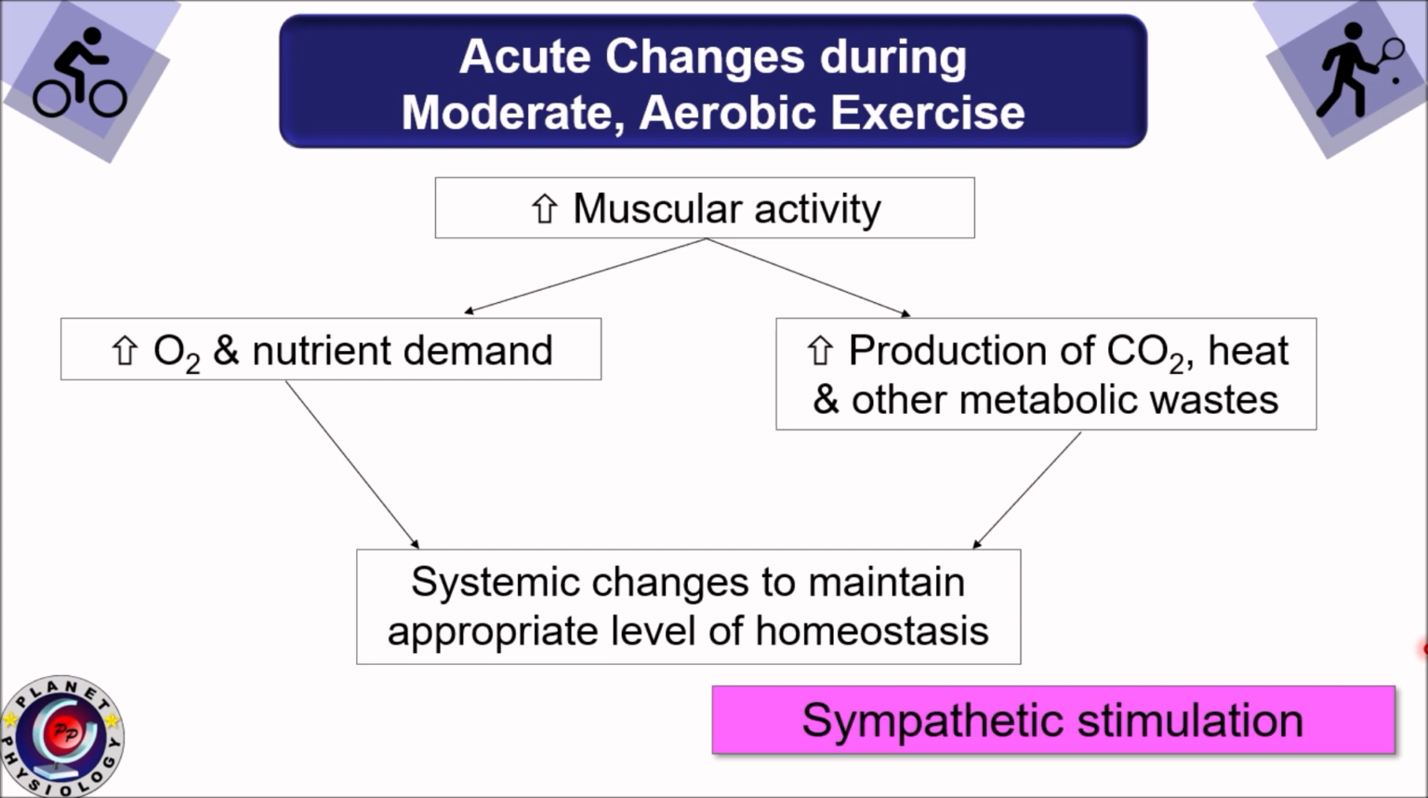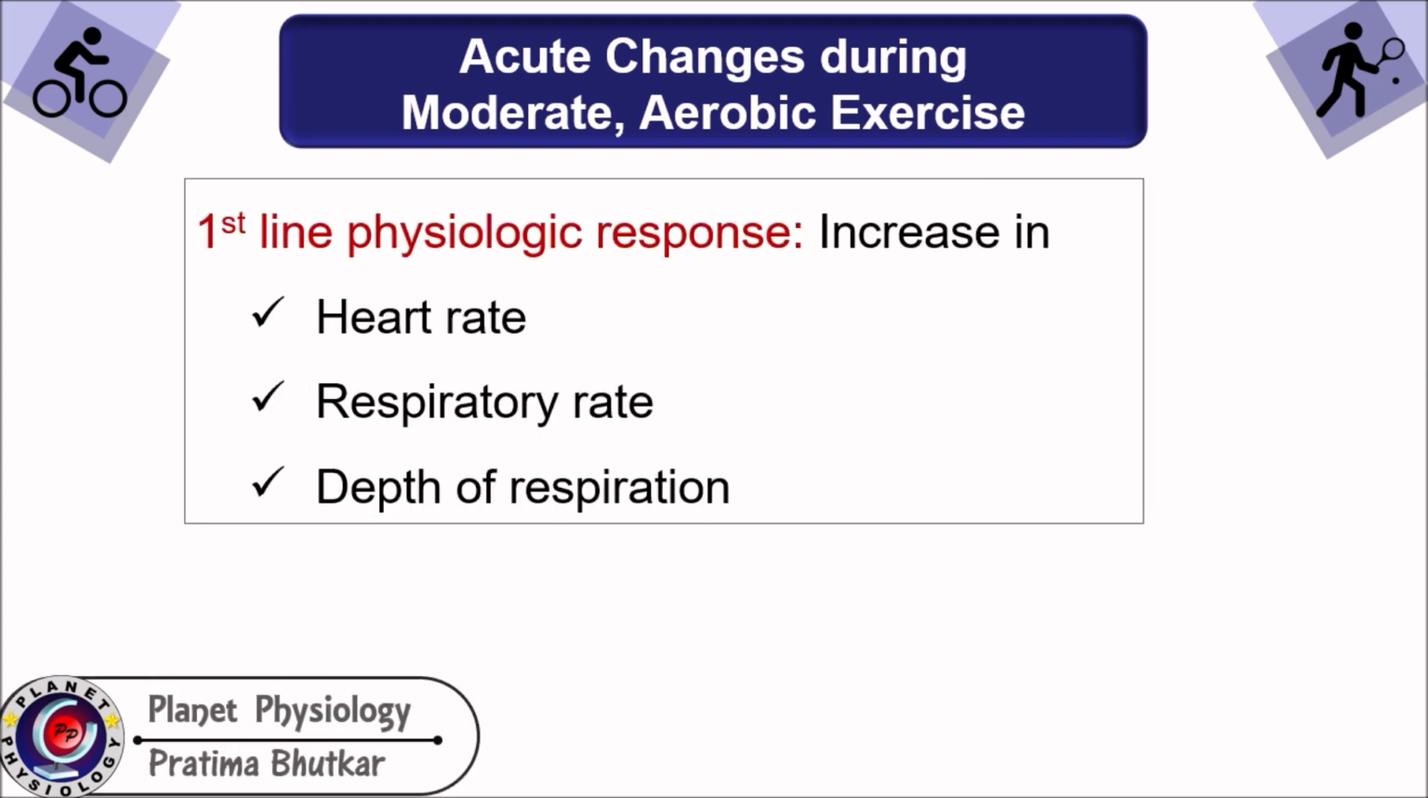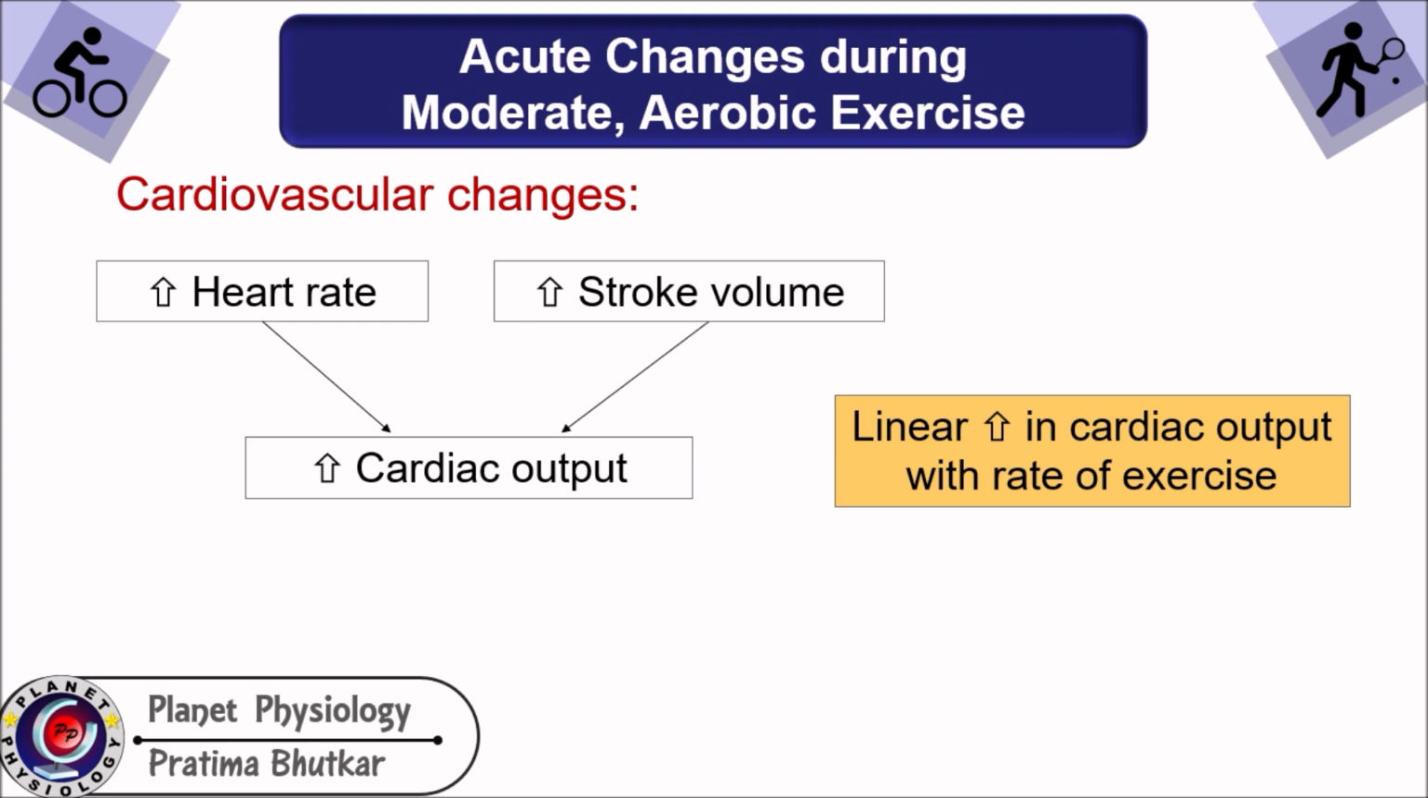So here the key factor to remember is during exercise there is sympathetic stimulation, and all the changes whatever you see during exercise are because of this sympathetic overactivity. The first line of response during exercise is to increase heart rate, respiratory rate as well as depth of respiration, so that both these factors, increased oxygen demand as well as need to eliminate more amount of carbon dioxide, will be fulfilled. So let us see these changes. We will start with the cardiovascular changes during exercise.